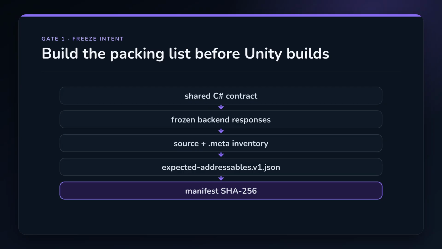In the code, we call that checklist the expected manifest. The manifest is not a handwritten list of 989 addresses. We generate it from 3 sources. The first is the set of asset names our code is allowed to request. The second is the ID selected by the backend for this run. The third is the inventory of source files and Unity meta files that actually exist in the project.